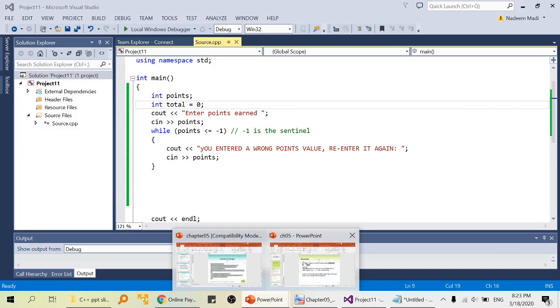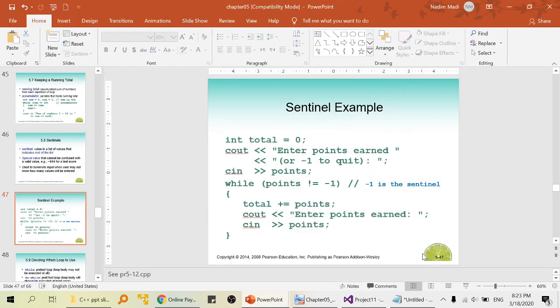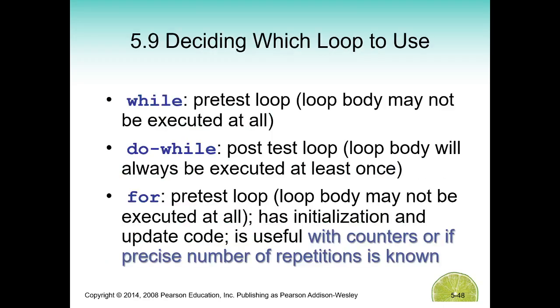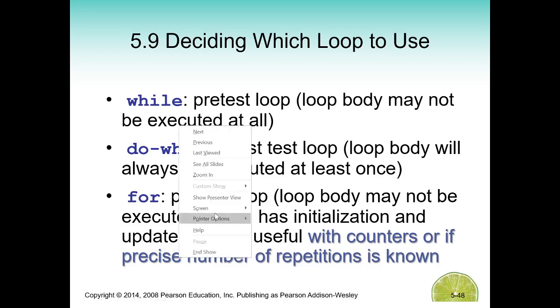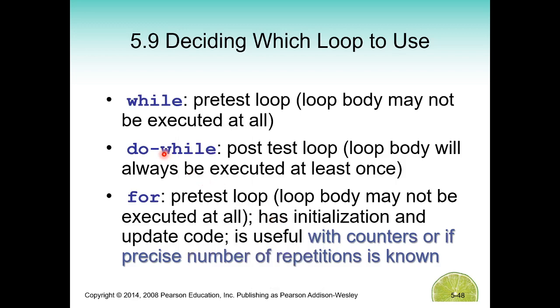Well, let's go back to our slides. All right, so deciding which kind of loop to use here is actually not a big concern. Whether to choose while, do while, or for, all you need to know is that this kind of loop is the most exceptional loop. Why? Because it differs from both for and while.